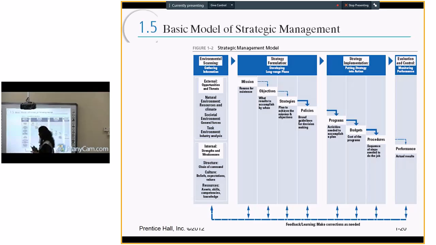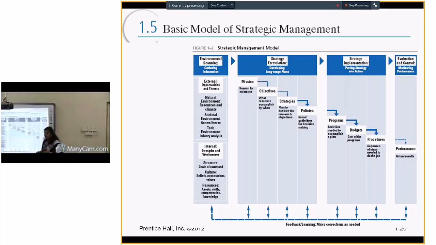Then the strategy formulation, as we discussed, we have to go for developing long-term planning or long-range planning. There we have to focus on the company's vision, the mission, and what kind of objectives we have. In order to accomplish those objectives, what are the strategies that we have, and what about the organizational policies? Those things come under the formulation stage.